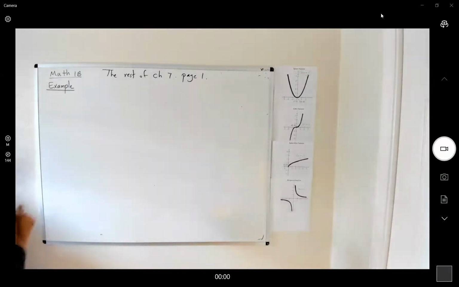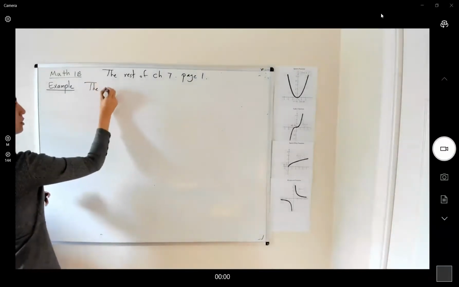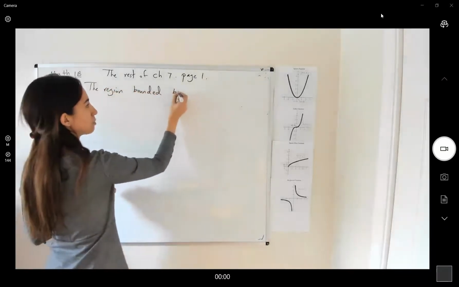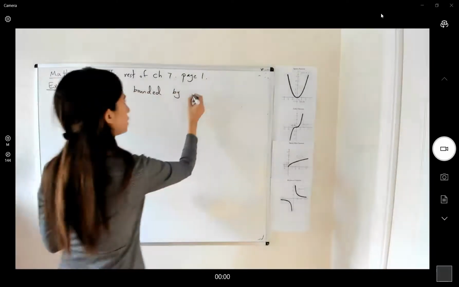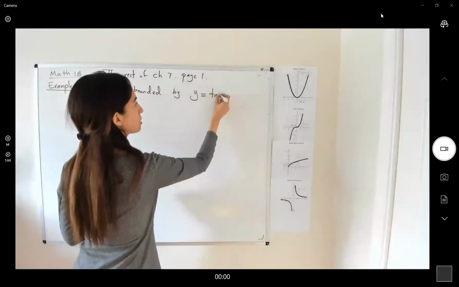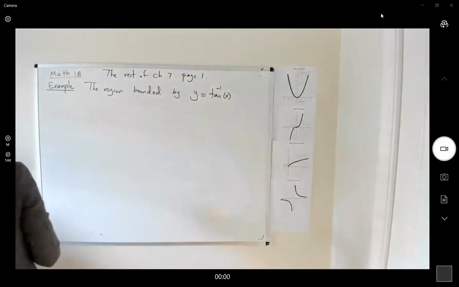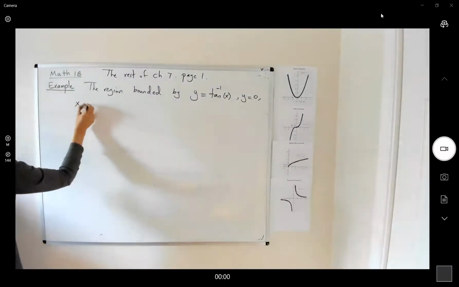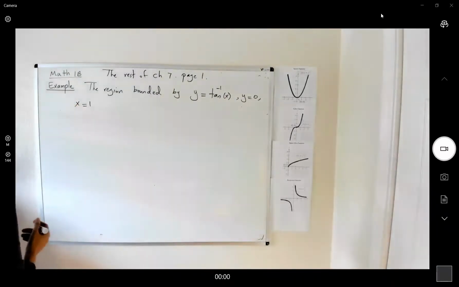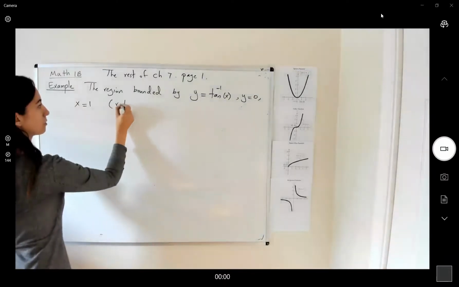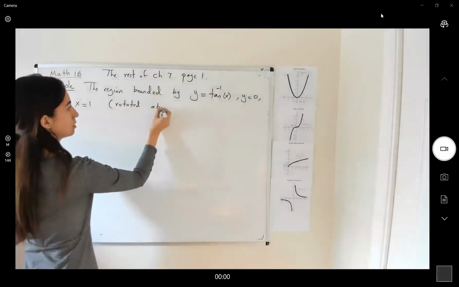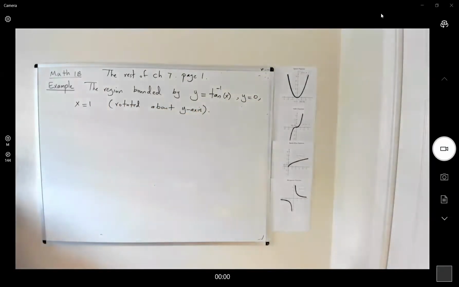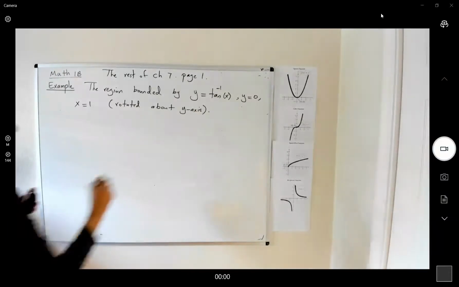You have a region bounded by the curve y equals inverse tangent of x, y equals 0, x equals 1, and it's rotated about the y-axis. The question says, find the volume of the solid.